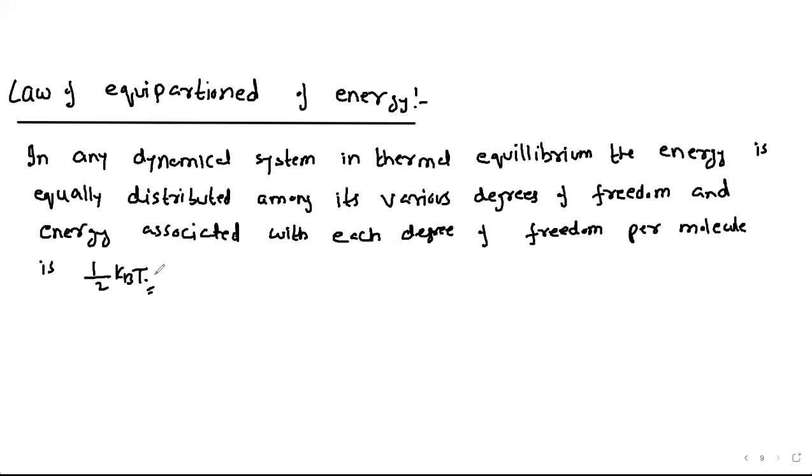Sir, we derived it's 3 by 2 kBT, right? Yes, but when we derived 3 by 2 kBT, we considered a single molecule, a monoatomic molecule. That monoatomic molecule has 3 degrees of freedom. So that was basically 3 into 1 by 2 kBT. That was for 3 degrees of freedom. Here I am writing for 1 degree of freedom. If you want to write this relation for a molecule having 3 degrees of freedom, you will write 3 by 2 kBT.